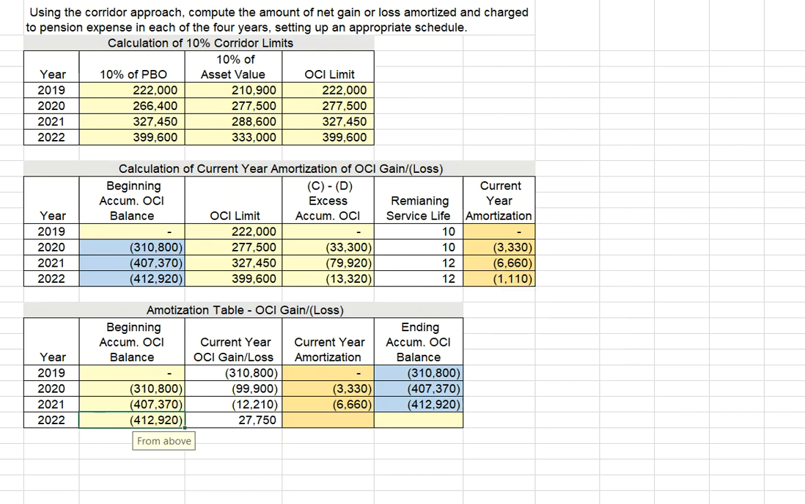We had a beginning loss of $412,920. We will, of course, reduce that by the amount of the current year's gain, as well as reducing it by the amount of the current year amortization expense. So we'll take the $412,920, subtract $27,750 and $1,110, and get an ending balance of $384,060.